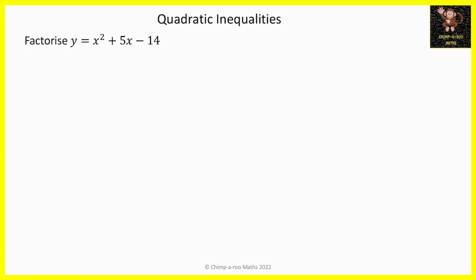Quadratic inequalities. First of all, can you factorise y equals x squared plus 5x minus 14? So think of two numbers that multiply to make minus 14, but when you add them together, you get plus 5. So we have y equals (x plus 7)(x minus 2).